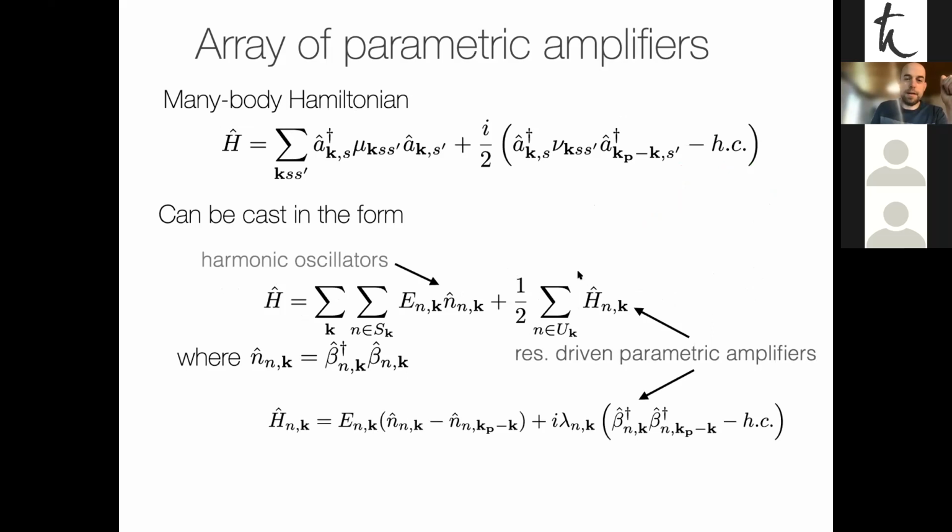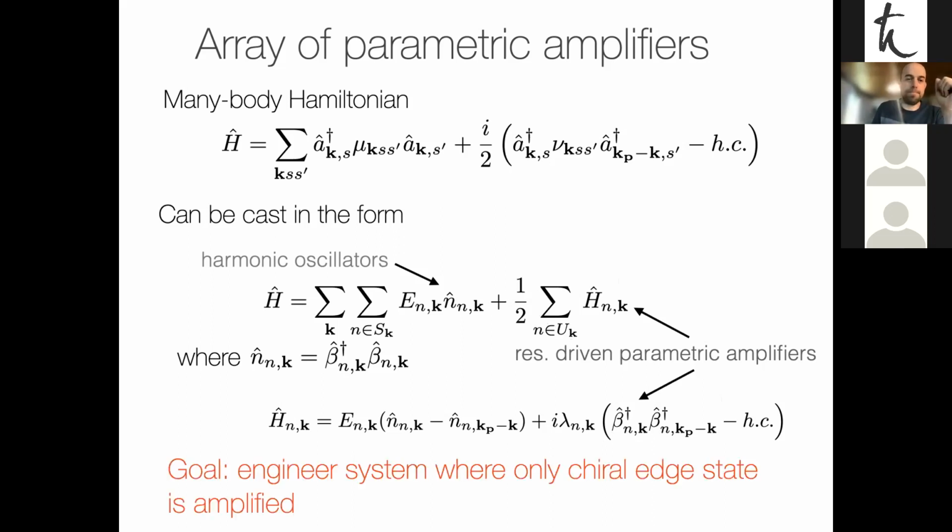And basically what we want is that once we have diagonalized the Hamiltonian and written it in terms of harmonic oscillators and resonantly driven parametric amplifiers, we are going to have some unstable mode describing these amplifying normal modes, and we want this unstable mode to be only a topological edge state. So this is the main idea.